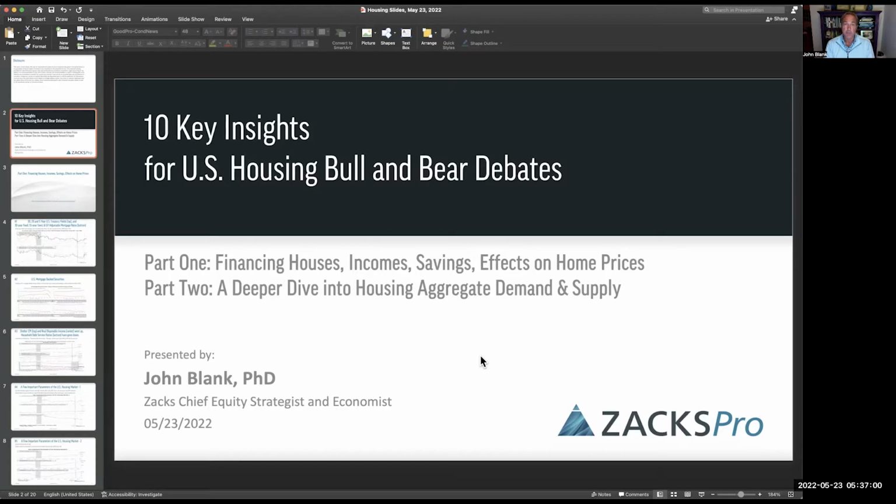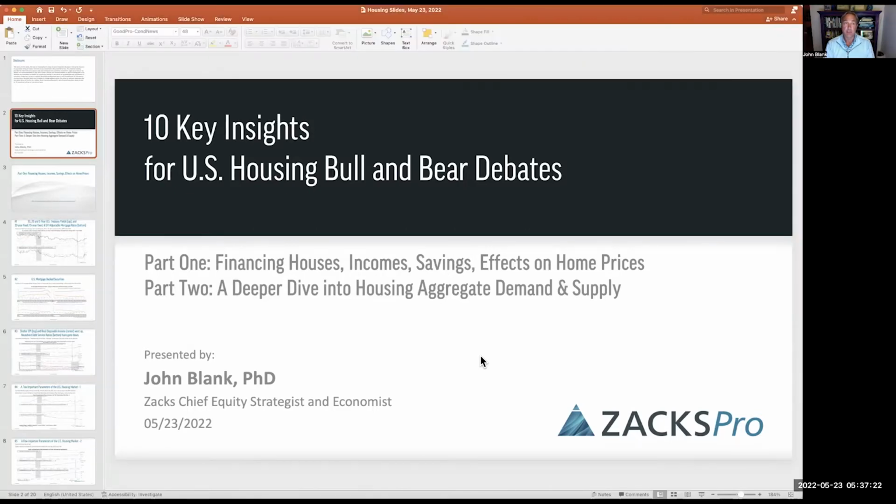So part one will be financing houses, the incomes of people, their savings, and the effects on home prices. So we'll spend a little bit of time on the individual level. And then the second part will be a deeper dive into aggregate demand and supply. So we'll get into the larger, bigger picture stuff. So it's micro, macro. And I'm going to give you 10 key insights. I'm going to number them, by the way, so you can come back later for these slides and find your way to the better ones, to the better insights, to the better stories in your debates as you go forward.